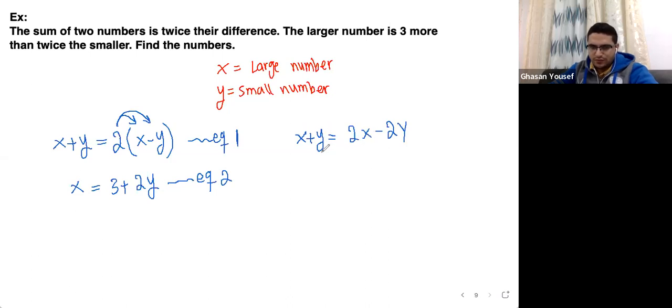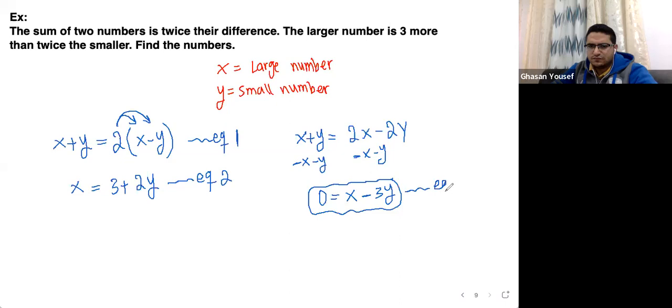Now I want to move the x to this side, and also I want to move the y to the other side. So to move the x from here to this side, I have to subtract x from both sides, and to move this y to this side, I have to subtract y from the other side. So I'm going to subtract x and subtract y on both sides. I will get 0 equal 2x minus x is x, minus 2y minus y is minus 3y. So this is my first equation.